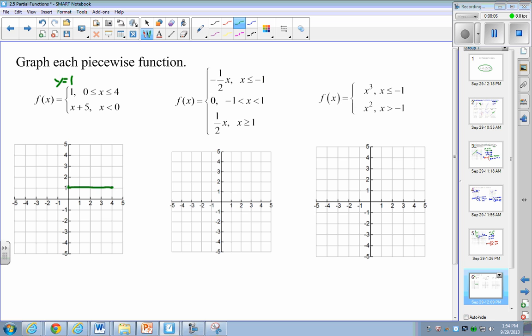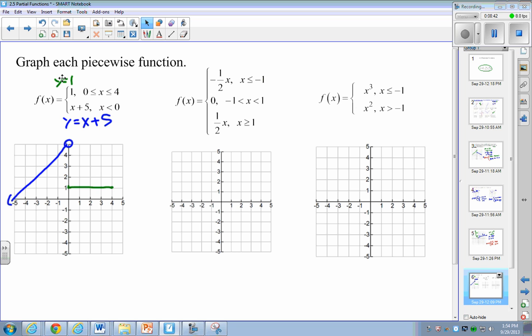Now we have the equation x plus 5 for anything less than 0. So if y is equal to x plus 5, we plot our point, the y-intercept. But I hope you guys caught that. That shouldn't have been a dot. It should be a hole because it's less than, not less than or equal to. And then we just graph it, and go on to infinity because there's any x less than 0. All right, so that's the graph for the first one.